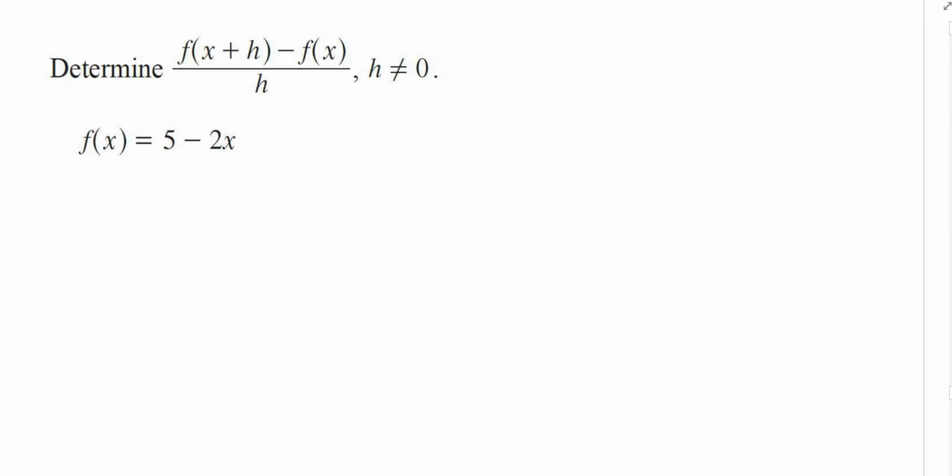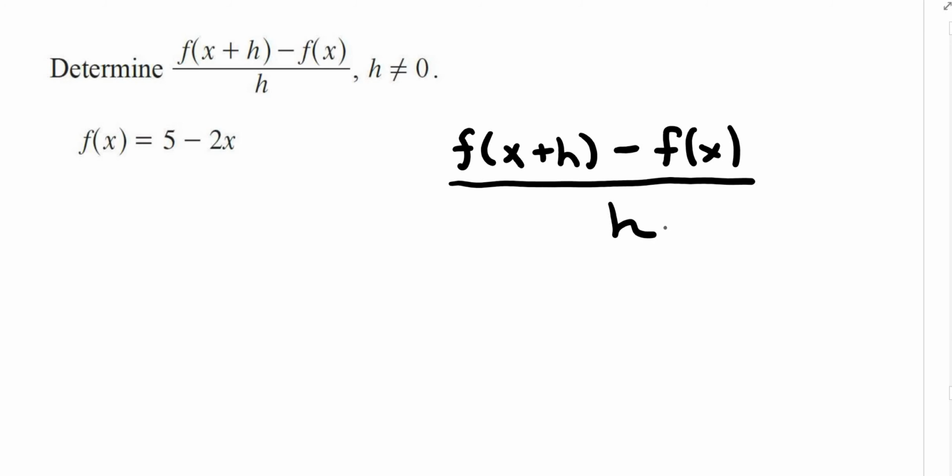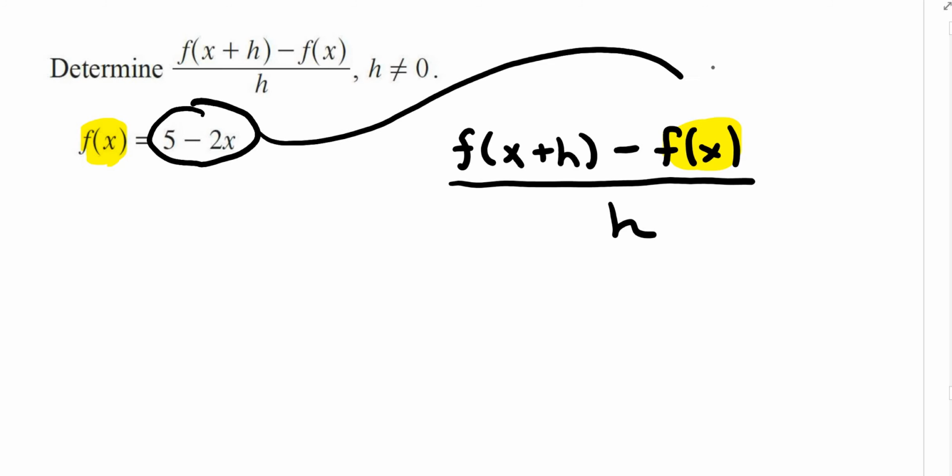For 14b, similar problem, and we're just given a different function to deal with. So let me rewrite the original problem here, and let's start with this part right here. f of x, now what is f of x equal to? Well, here's f of x, and it's equal to that. So I can replace this with that. So minus sign, and then I'll put a bracket here, because that's going to be 5 minus 2x.